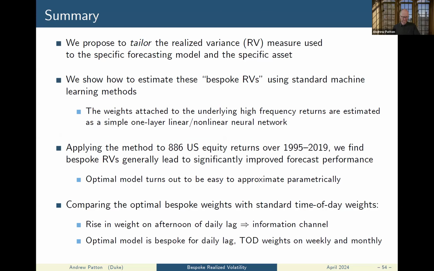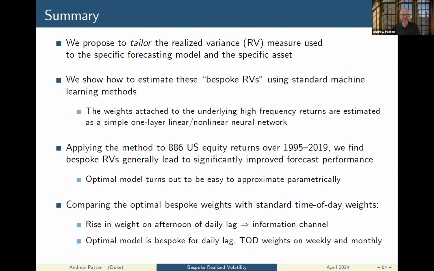Okay, so let me finish. Our proposal is to tailor the realized variance measure, taking into account the information that we have when we know we're going to use it in a specific forecasting model with a specific target variable, specific forecast horizon. So we know that information as a forecaster, all that stuff is known. So what we're doing is going a step back to the construction of the volatility measure to take into account that information when we build the model. These are what we're calling bespoke realized variances.